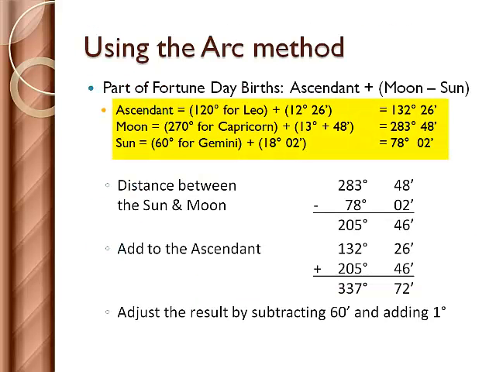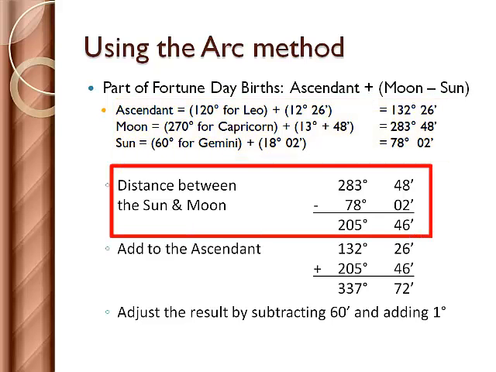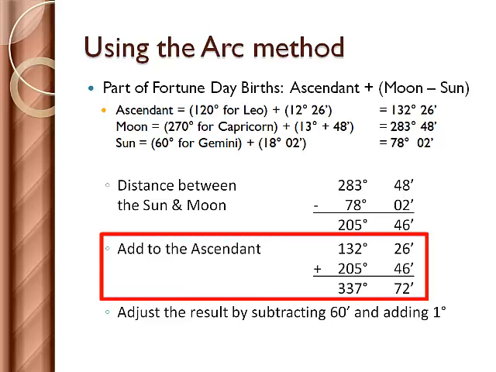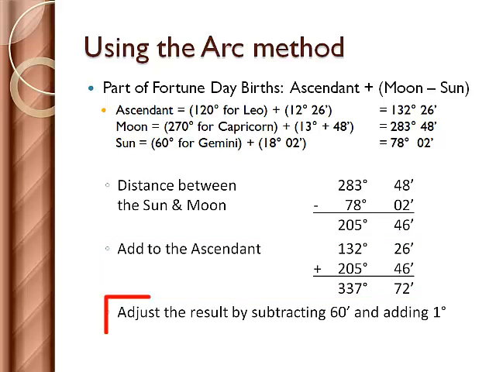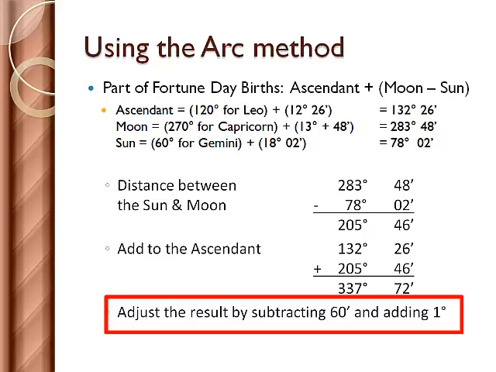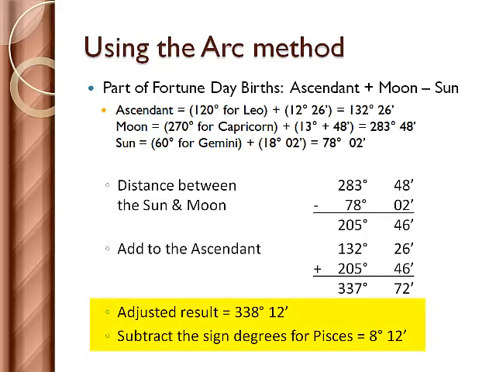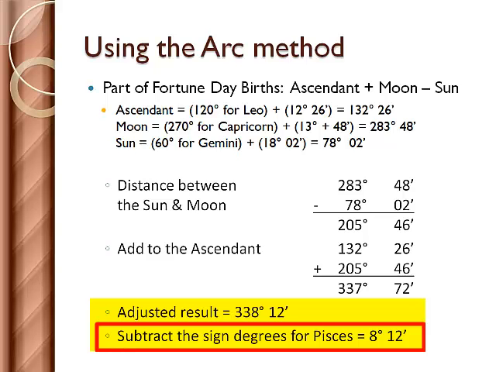So here we are once again in a daytime birth. We're wanting to subtract the sun's position from the moon's. The moon is at 283.48 and the sun is at 78 degrees 02. That gives us 205 degrees 46 minutes. We add that to the ascendant. Our total then is 337 degrees 72 minutes. Once again, we subtract 60 minutes from the 72, add 1 degree to the 337, and our adjusted result, 338.12, we subtract the 330 degrees for Pisces, and we are at 8 degrees 12 minutes.